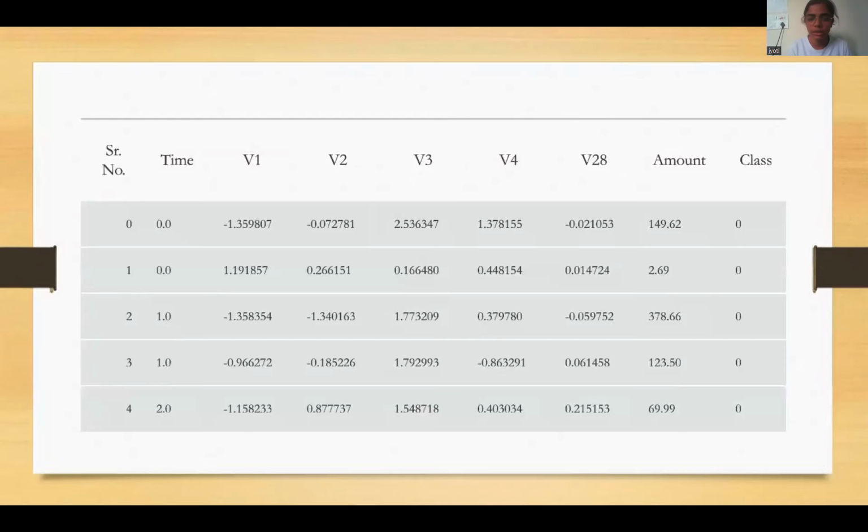So here is our data set which was given. There are 31 columns. Here I have shown only some columns. The first one is Time. Time shows how much time has passed from the starting time, after which the transaction occurred. This column is given in seconds. Then there are the principal components V1, V2, up to V28.